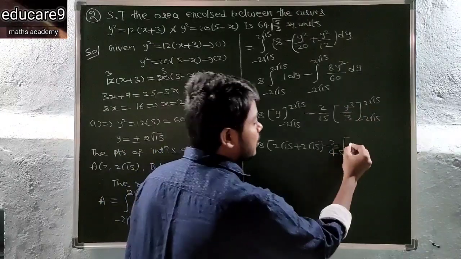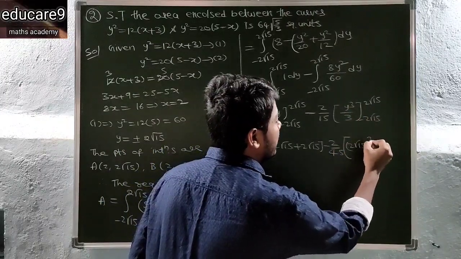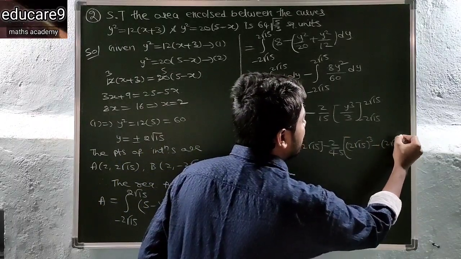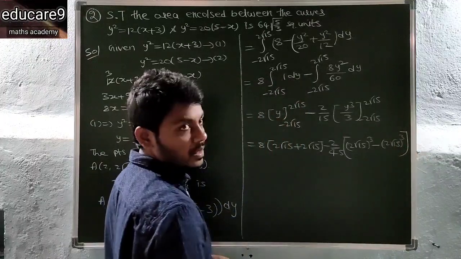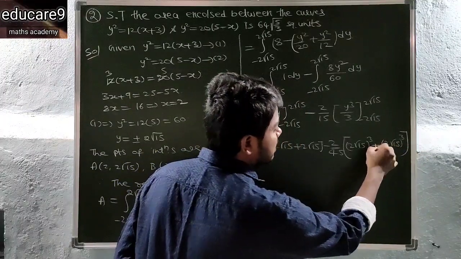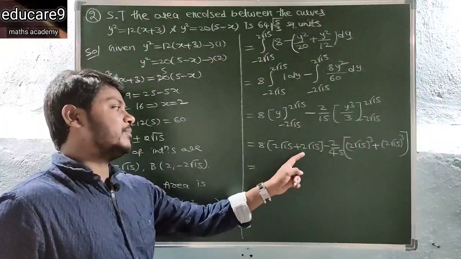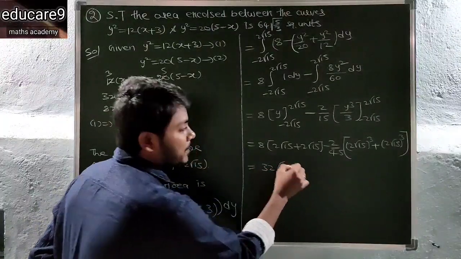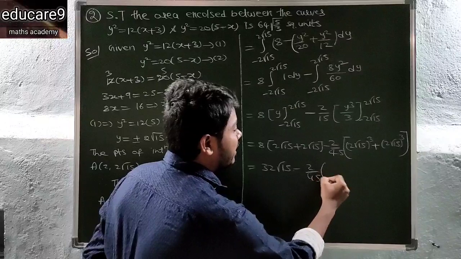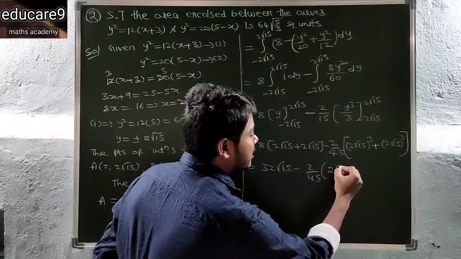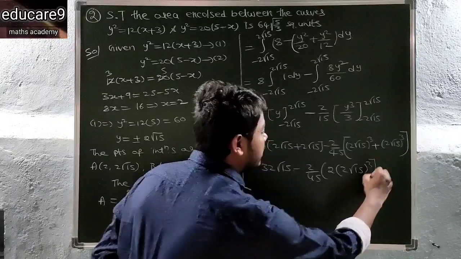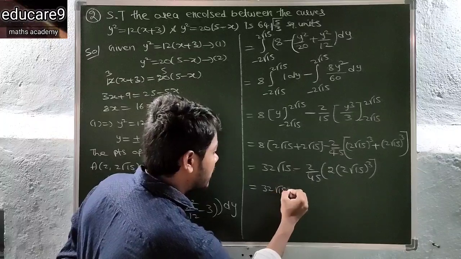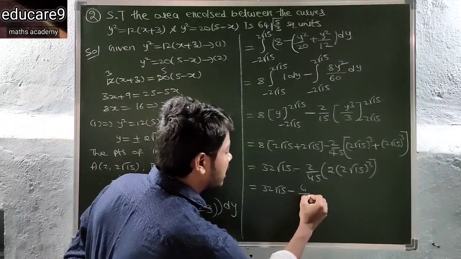So apply the upper limit, 2 root 15 whole cube, minus apply the lower limit, 2 root 15 whole cube. Here you will get minus into minus plus. So clearly this is 2 root 15 plus 2 root 15, 4 root 15, 8 into 4, 32 root 15. So this is 2 by 45 into 2 times of 2 root 15 whole cube. Now this is 32 root 15 minus 2 into 2, 4 by 45.